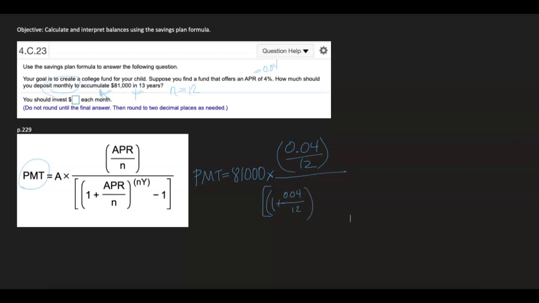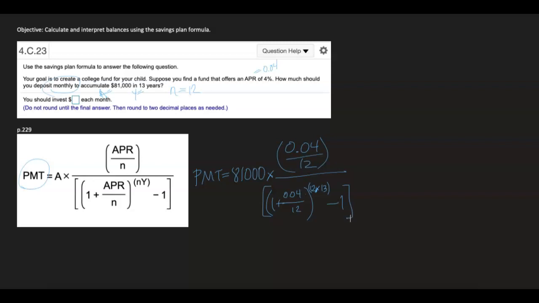And then this is raised to 12 times 13. Sorry, that's supposed to be a multiply there. And then outside of that expression, minus 1. And then close that last parentheses or bracket. Okay, so this is everything substituted correctly, and now it's just a matter of following order of operations.